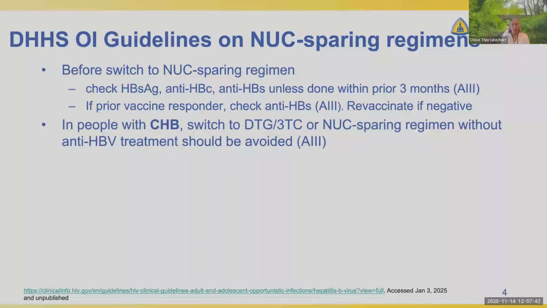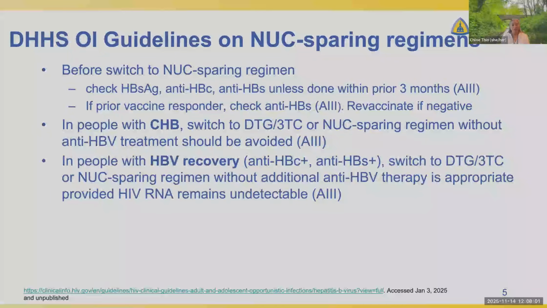So in people with chronic hepatitis B, and we'll go over the serologies in a minute, the switch to dolutegravir/3TC or a nucleoside-sparing regimen without hepatitis B treatment, meaning tenofovir or entecavir, should be avoided. In people with HBV recovery, so people who've had hepatitis B and recovered from the infection, most commonly spontaneously, but occasionally with treatment-induced clearance, the switch to dolutegravir/3TC or nucleoside-sparing regimens without additional anti-HBV therapy is appropriate, provided their HIV RNA remains undetectable.